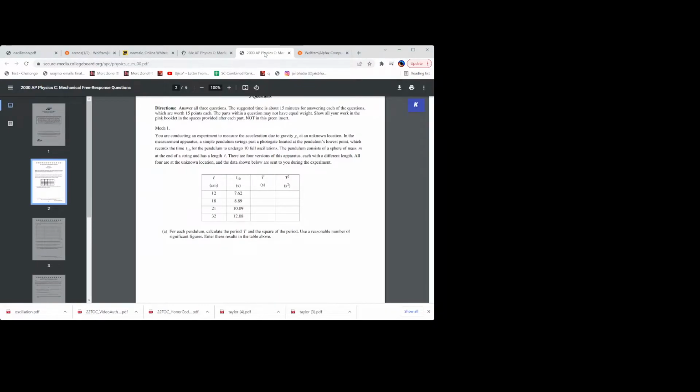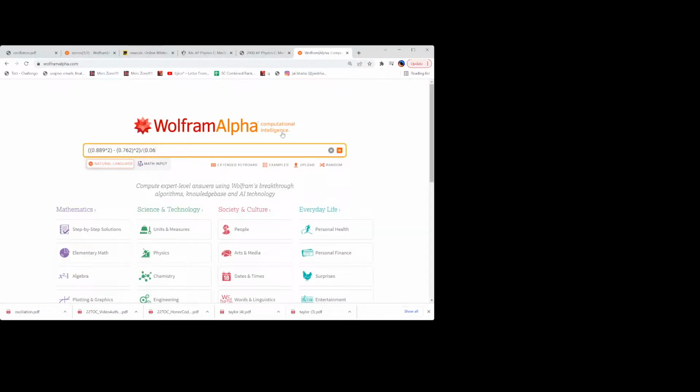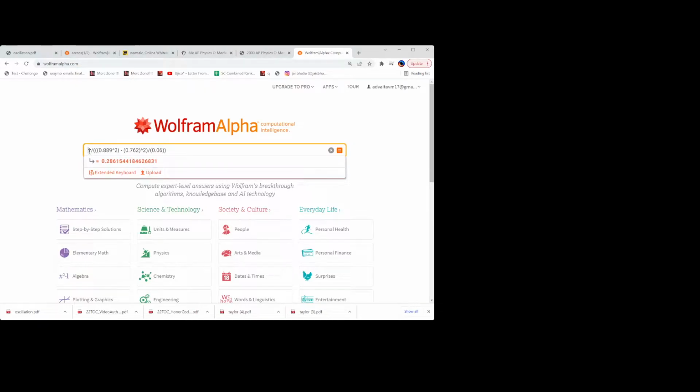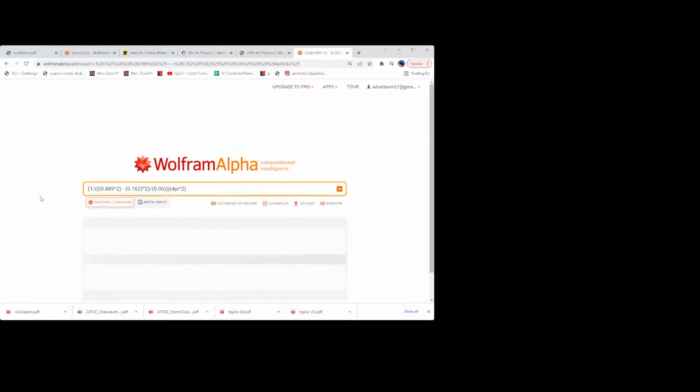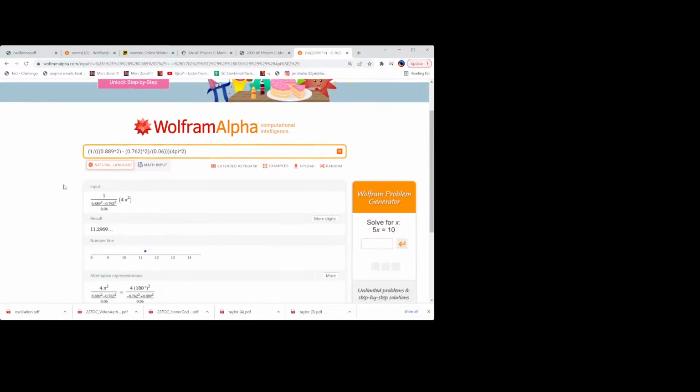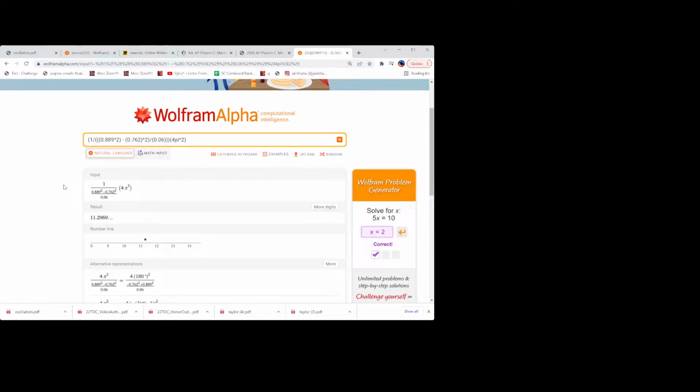I should have just divided it the other way in the calculator already, but whatever. That's bad calculation on my part. Okay, so now let's put parentheses around this whole thing. Do 1 over this times 4 pi squared. Let's check what our g value is. Wow, our g value is 11.296. It's not good. Okay. Well, in that case, it's pretty simple.